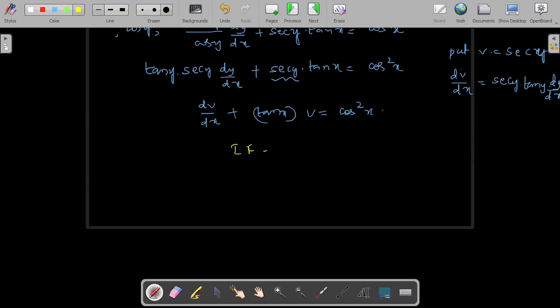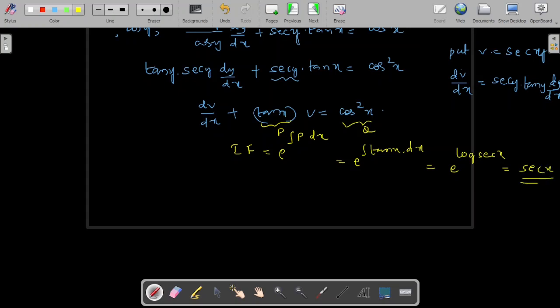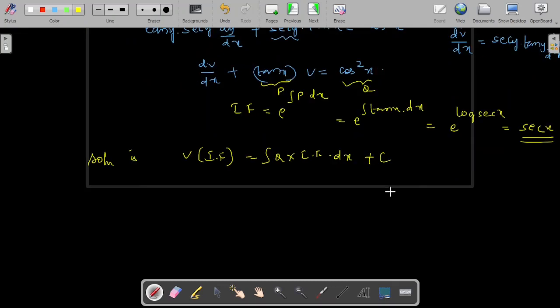So the integrating factor is e to the power integral of p into dx. This is your p and this is the q. So e to the power integral of tan x into dx, where the integral of tan x is log of secant x. So exponential and log cancel. You will get the integrating factor as secant x. Therefore the solution is v into integrating factor equal to integral of q into integrating factor with respect to x, plus some constant of integration.